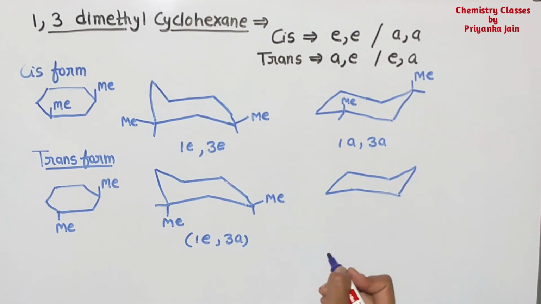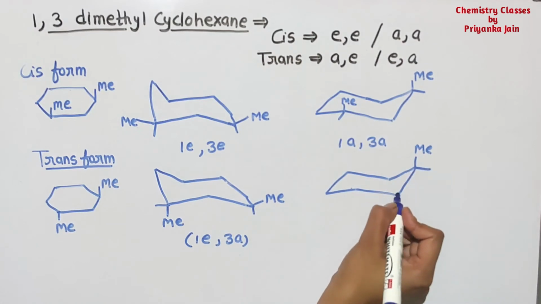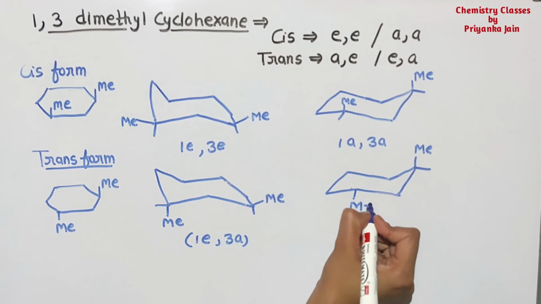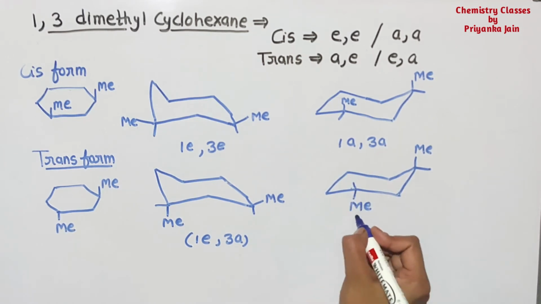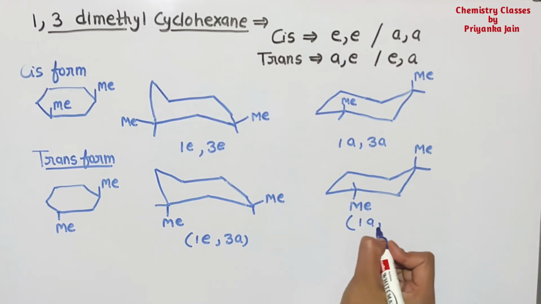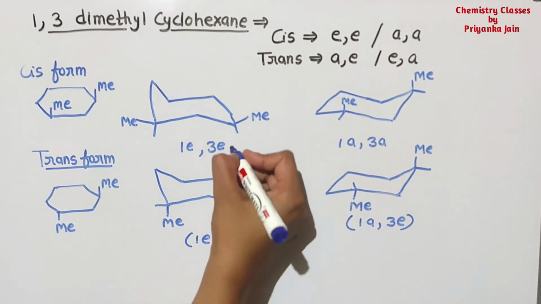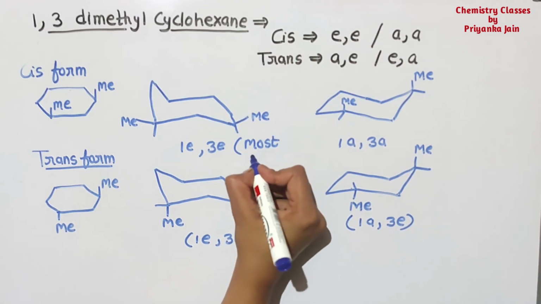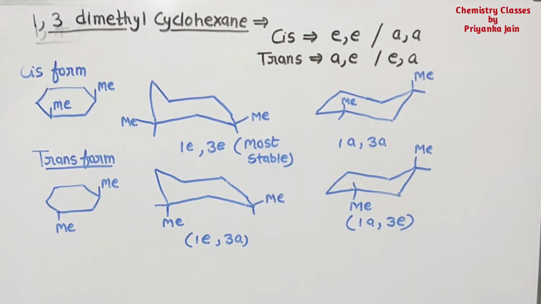Okay, similarly you can make here. Now what you have to do? Here you are making the axial, then at 3 position you will make again the, what is this? This is called the equatorial. Okay, so you will call it 1 axial and 3 equatorial. Now you have to find out which one is the most stable. Okay, so most stable will be this one. This is called the most stable. Why? Because both the methyl groups are here equatorial, right?